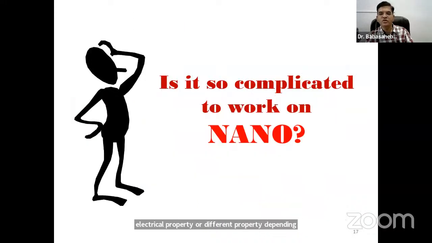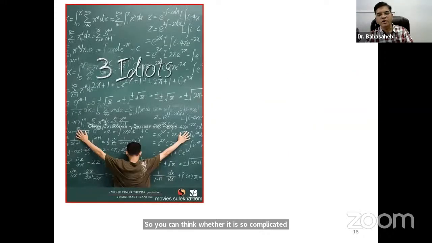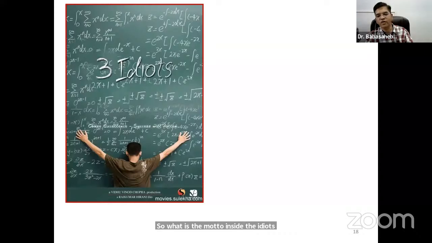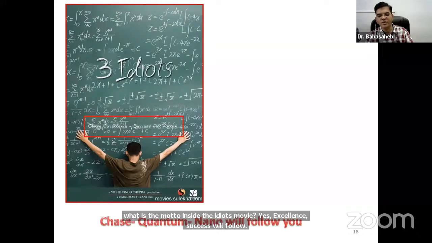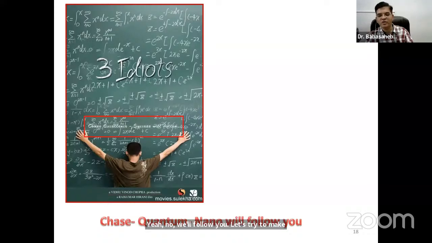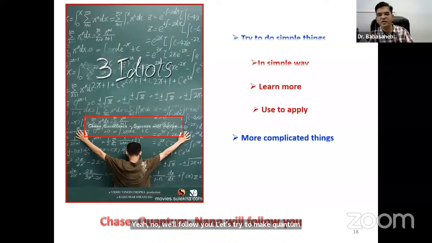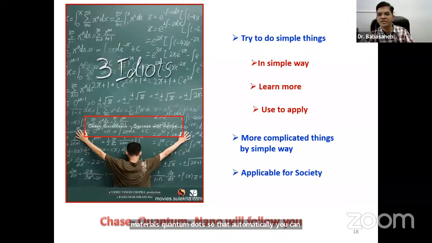So you may think whether it is so complicated to work on nano. As you have mostly seen in the Three Idiots movie, what is the motto in that movie? Chase excellence, success will follow you. I have modified this one: chase quantum, nano will follow you. It means try to make quantum materials, quantum dots, so that automatically you get nanomaterials in your hand. So what to do? Try to do simple things in a simple way. Learn more, use to apply.